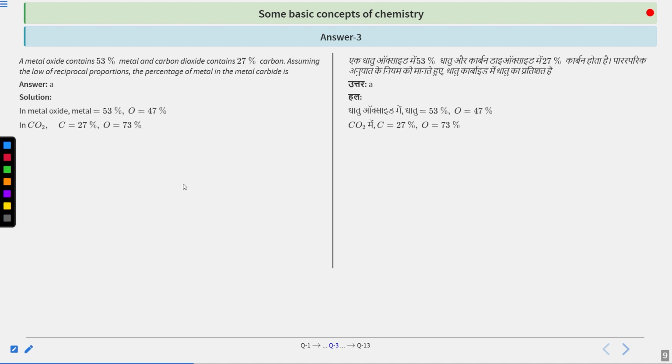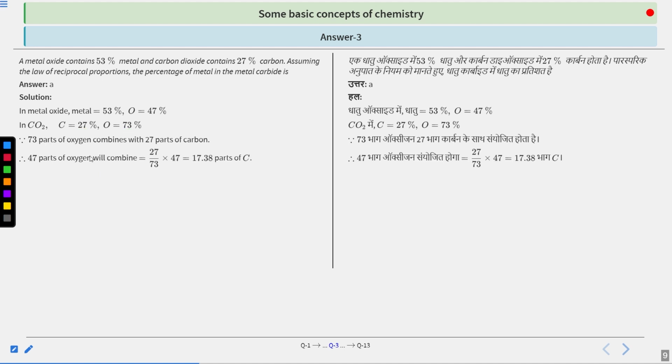In the metal oxide it is already given that the metal is 53%, so the oxygen will be 47%. Similarly, in CO2 the carbon percentage is given as 27%, so the oxygen will be 73%. Now we can say that 73 parts of oxygen combine with 27 parts of carbon. Very easy to understand.